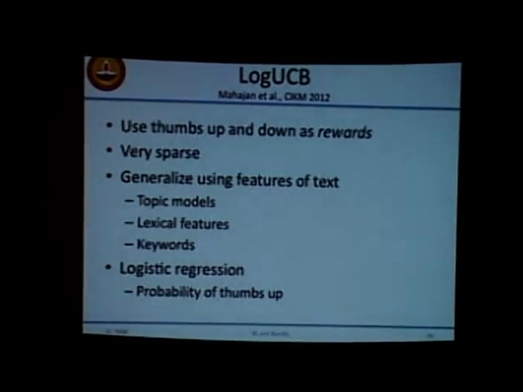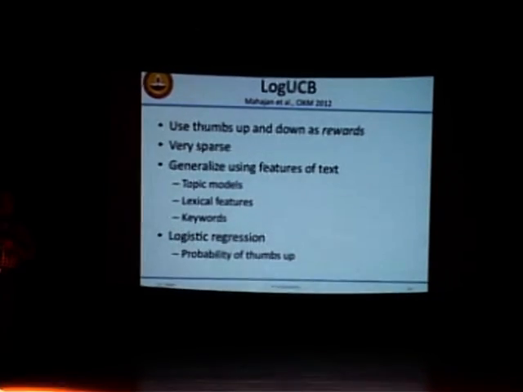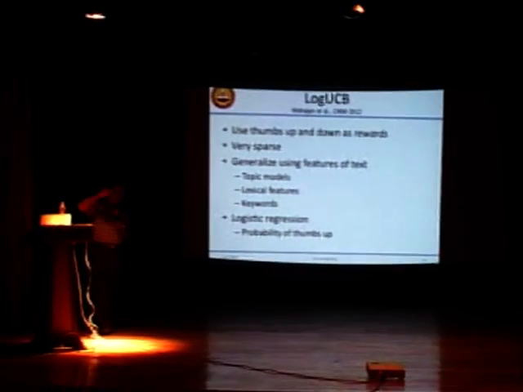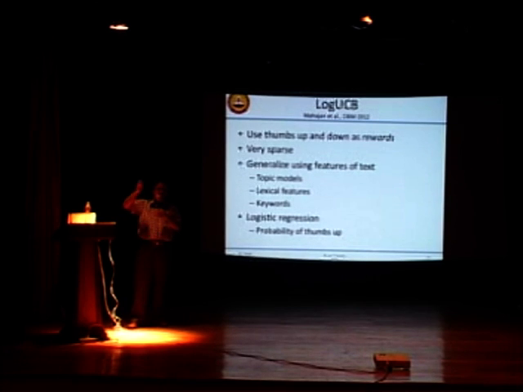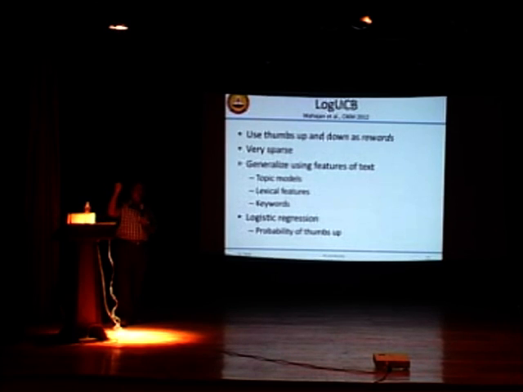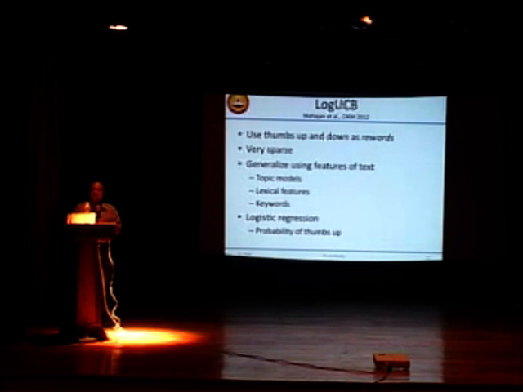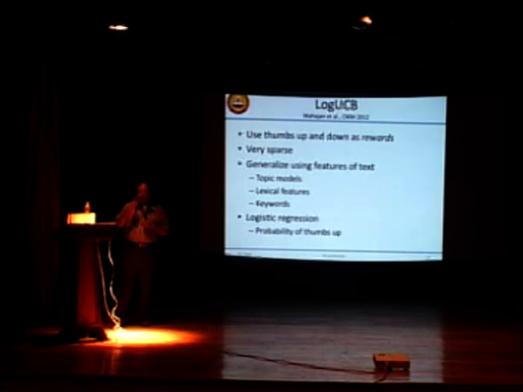So again, you generalize. You use features of the text. So people started off with keywords. Then they looked at lexical features of the comments, I mean, are you using all caps or special characters and so on and so forth. They also used topic models. Okay, they ran LDA on it and then derived the topic distribution, and then they used the topic distribution of the comments and so on and so forth. And then they used logistic regression to model the probability of thumbs up or thumbs down. Okay? And so the algorithm is called log UCB, because once you have this probability, how you select the actions, right, was done in a UCB style action selection.